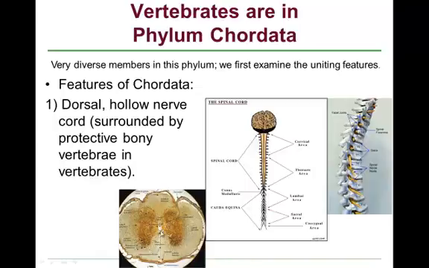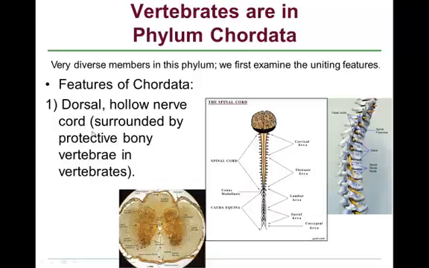There's this H shape in the middle, and on the outside we have white matter, and the H shape is the gray matter. It's kind of interesting because it reverses in the brain. The gray matter's on the outside, the white matter's on the inside. But in any case, this is a nerve cord, dorsal hollow nerve cord. That is not the feature for which phylum Chordata is named.